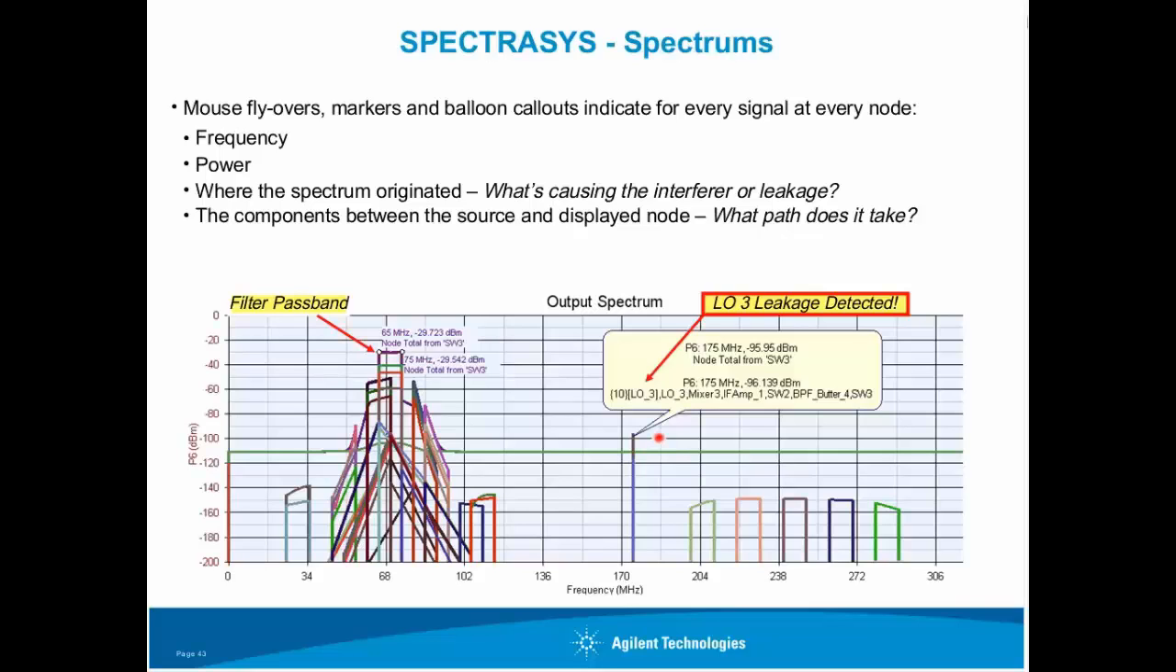Now, this LO leakage is pretty far removed from our passband, and it's fairly low value, so it may or may not be a problem. But if it is a problem, at least we've identified it, and we can redesign our filter and maybe put a notch in there, which S-filter, as we've said, allows you to do, to notch that out.